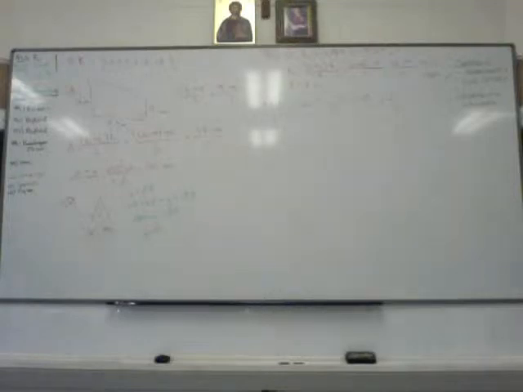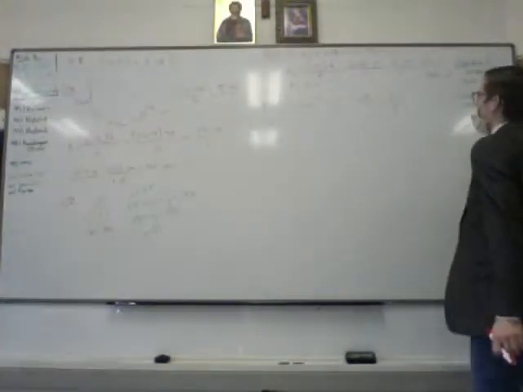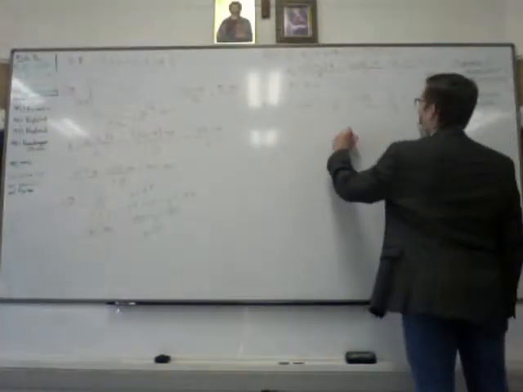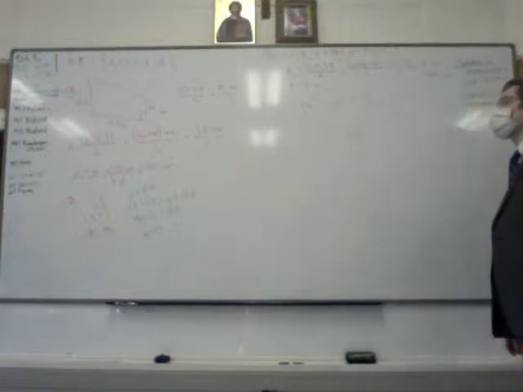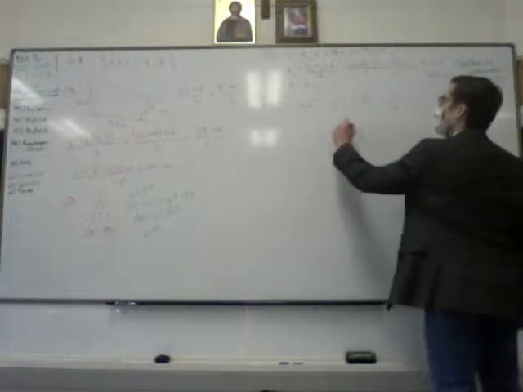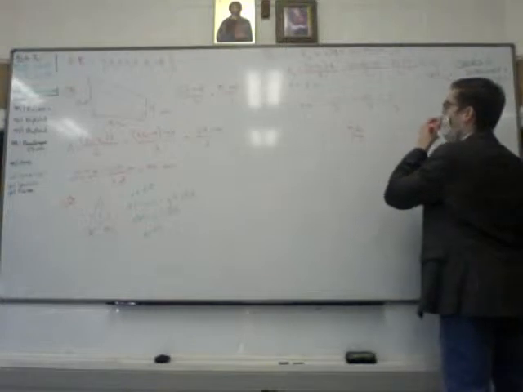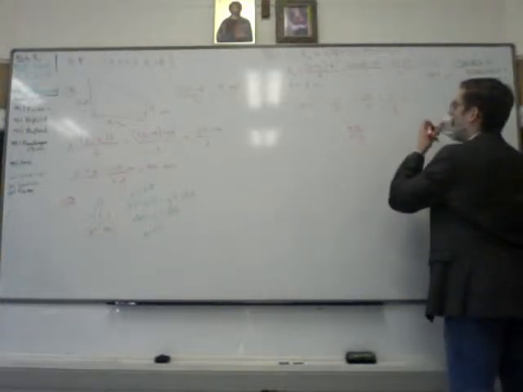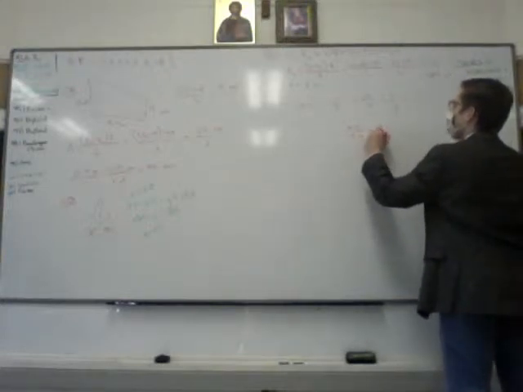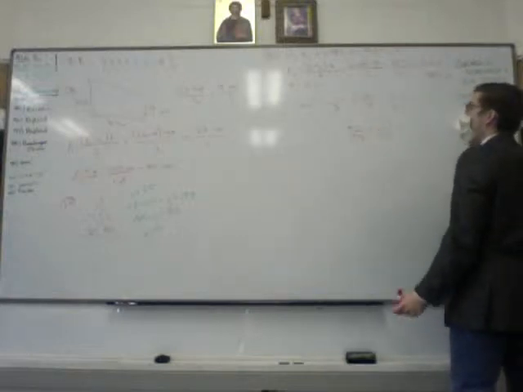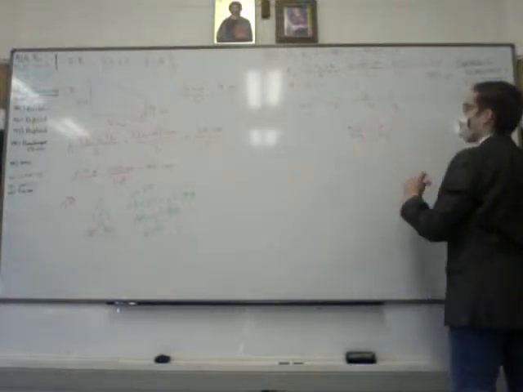Fractions. How do we add fractions? We need a common denominator. What's our common denominator going to be? xy. So what are we going to do to that first fraction to get xy on the bottom? We multiply by y over y, so we get ay over xy. And then to get xy on the bottom of the second fraction, we multiply the bottom by x, and we multiply the top by x.